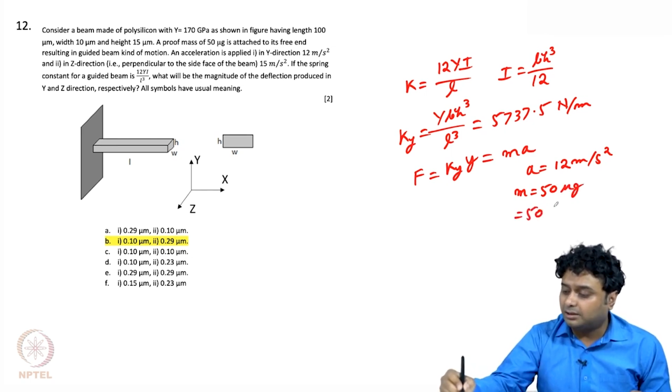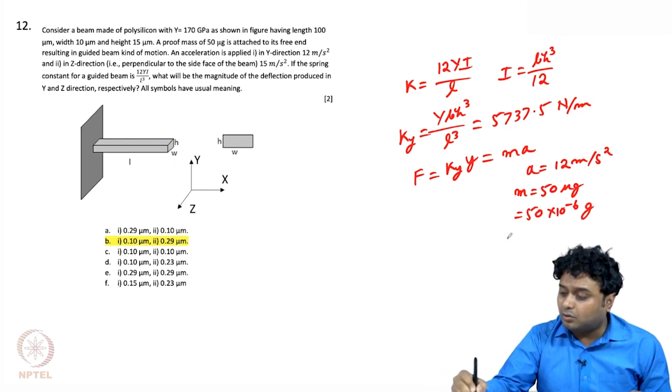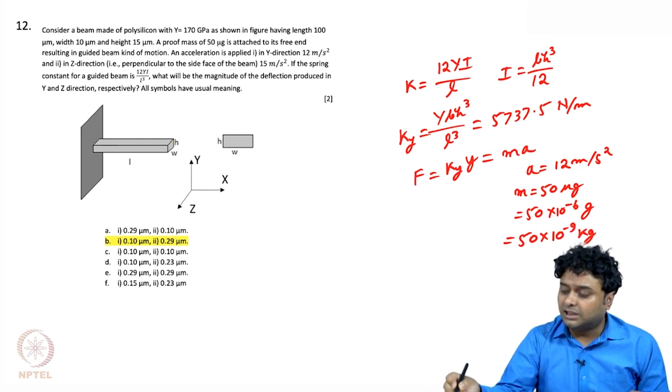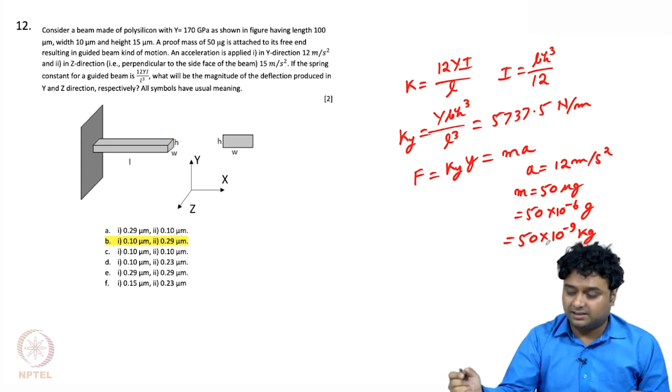So this is 50 into 10 to the power minus 6 gram, but we need to convert it into kg because that is the SI unit, right? So 10 to the power minus 9 kg. These things are simple but important, because ultimately because of this unit conversion, your whole design will change.